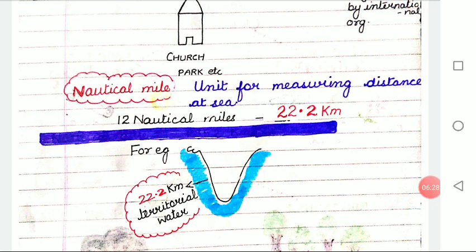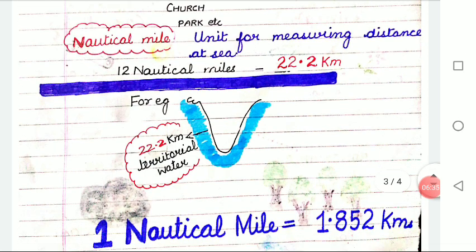Now, what is this nautical mile? It is a unit of measuring distance at sea. See in the diagram. This is the coastline of India, and water till 22.2 kilometers, that means the 12 nautical miles, is under the territory of India.